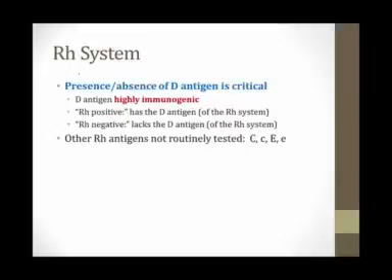Of the multiple Rh antigens, the presence or absence of the D antigen is critical, and that's because the D antigen is highly immunogenic. You will often hear patients referred to as Rh positive or Rh negative. If they're Rh positive, they have the D antigen of the Rh system. If they're Rh negative, they lack the D antigen of the Rh system. The other Rh antigens are not routinely tested, ones like C and E.